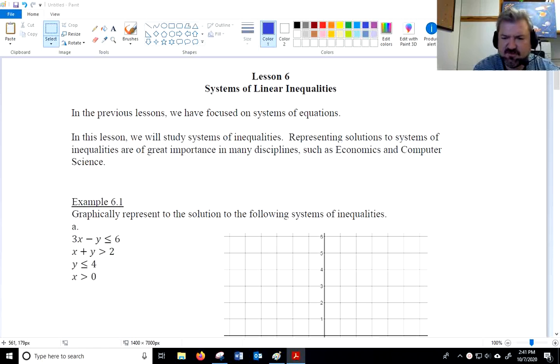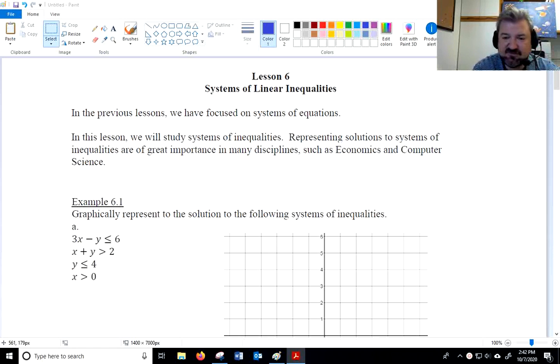Earlier, we talked about systems of equations. That's what we've been working on in the last 5 lessons. Today, I want to talk about systems of inequalities. In order to represent these solutions, they're not necessarily going to be a single point. In general, they're going to be a region, an area. And that area could be confined, or it could go off forever. Lots of different ways these things can happen.